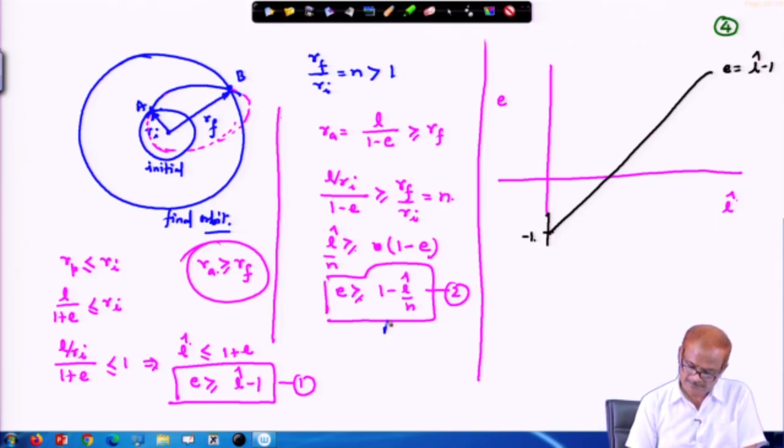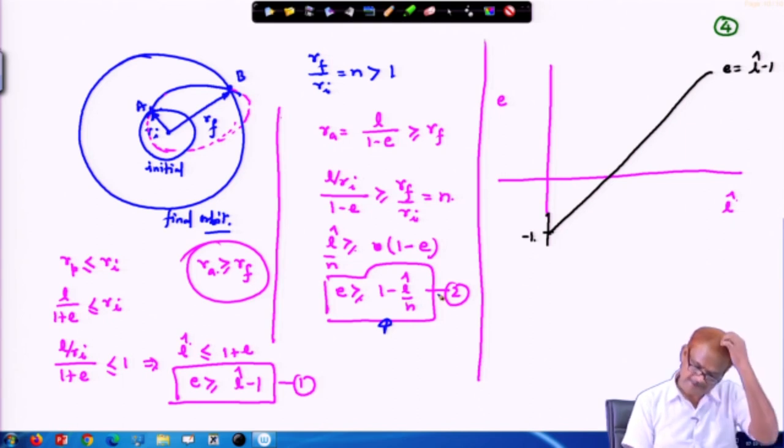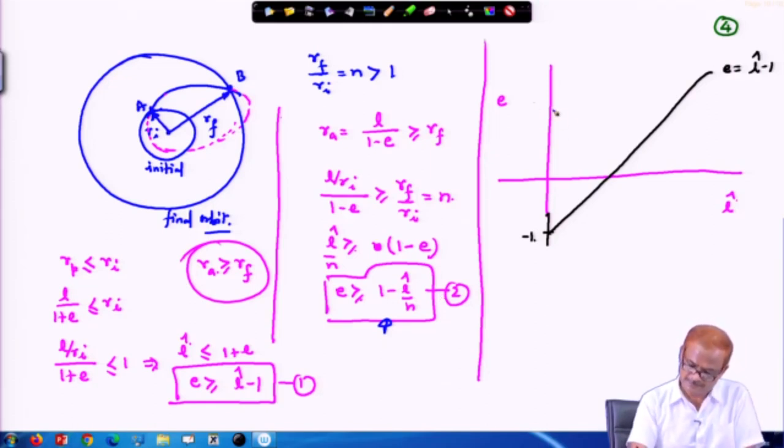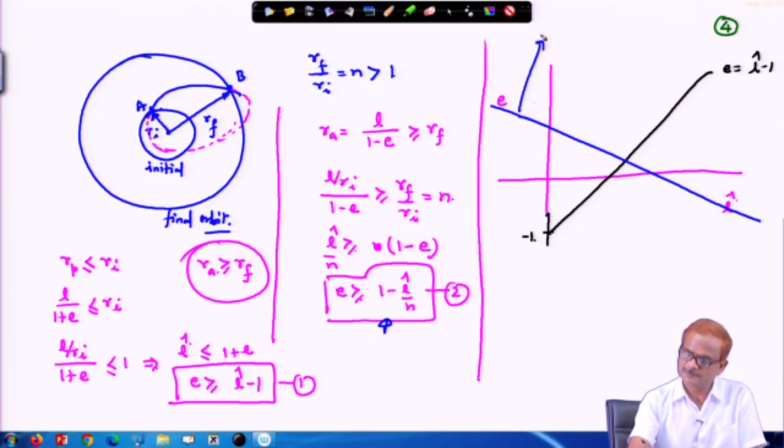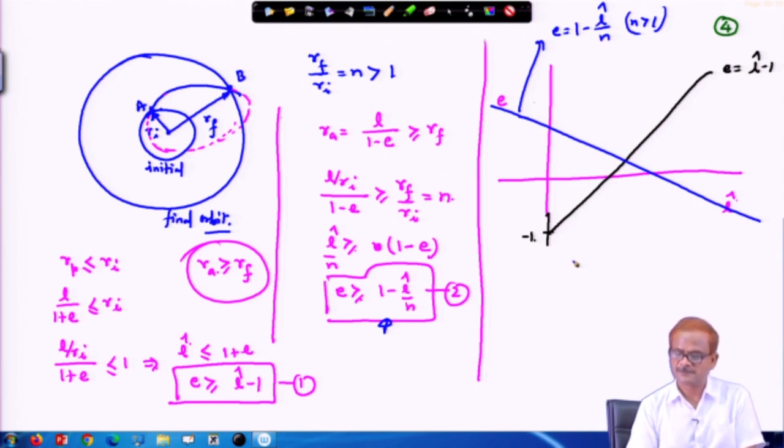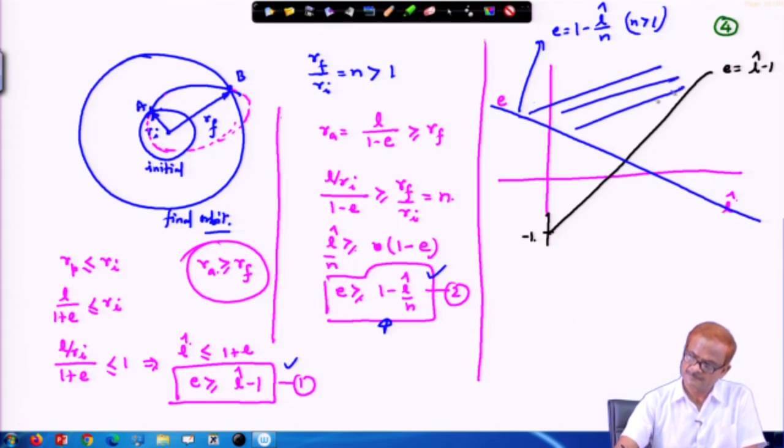Another equation we will get for this one, E equal to 1 minus L cap divided by n. Slope is negative and this is less than 1, because n is greater than 1. So, the slope will be less than 1. So, it will go like this, and this curve is for E equal to 1 minus L cap divided by n, where n is greater than 1, and therefore, slope becomes less than 1. Both these equations 1 and 2 will be satisfied in this region, and this is your minimum.